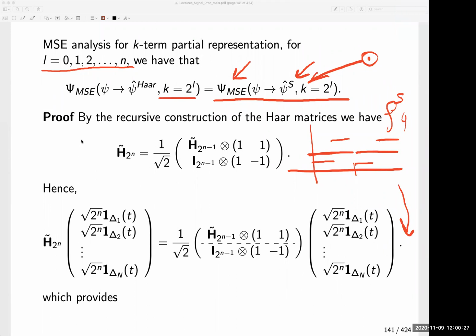Can I have a question? Sure. What is the motivation to use Haar family over Walsh-Hadamard or the other way around?